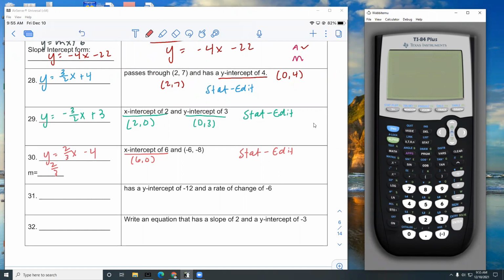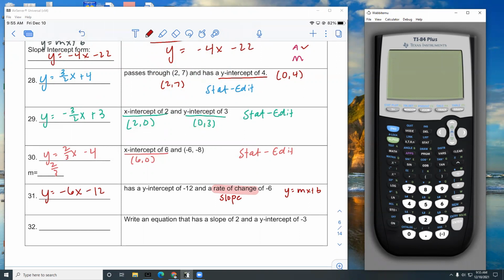All right, number 31. We have a y-intercept of -12 and a rate of change of -6. Now I need you to think to yourself, what does rate of change mean? Rate of change is our fancy phrase for slope. So guys, guess what? Everything is really good here because they give me my slope and they give me my y-intercept. So I can write this in y equals mx plus b form. So I'm going to write y equals -6x minus 12. That one was easy.